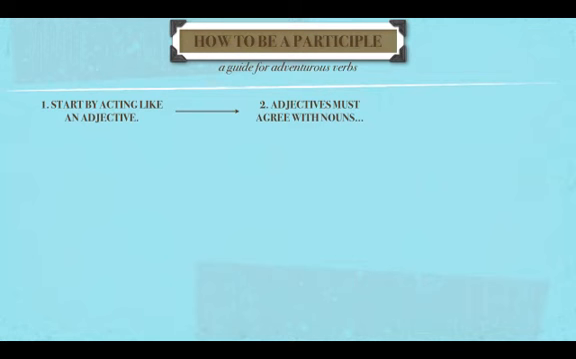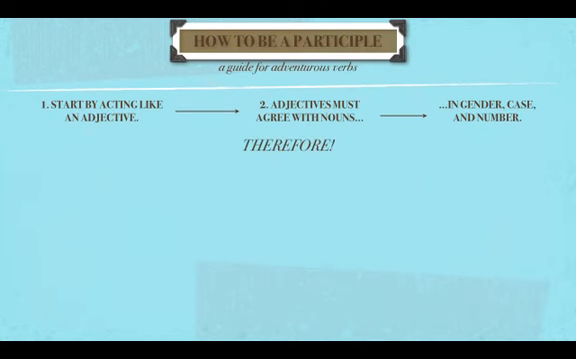All right, so I'm going to talk to the verbs out there. Verbs, listen up. If you want to be a participle and you're feeling adventurous, this is how you get it done. The first thing you got to do is start by acting like an adjective. Adjectives must agree with their nouns in Latin in what 3 ways? You know. In gender, case, and number.